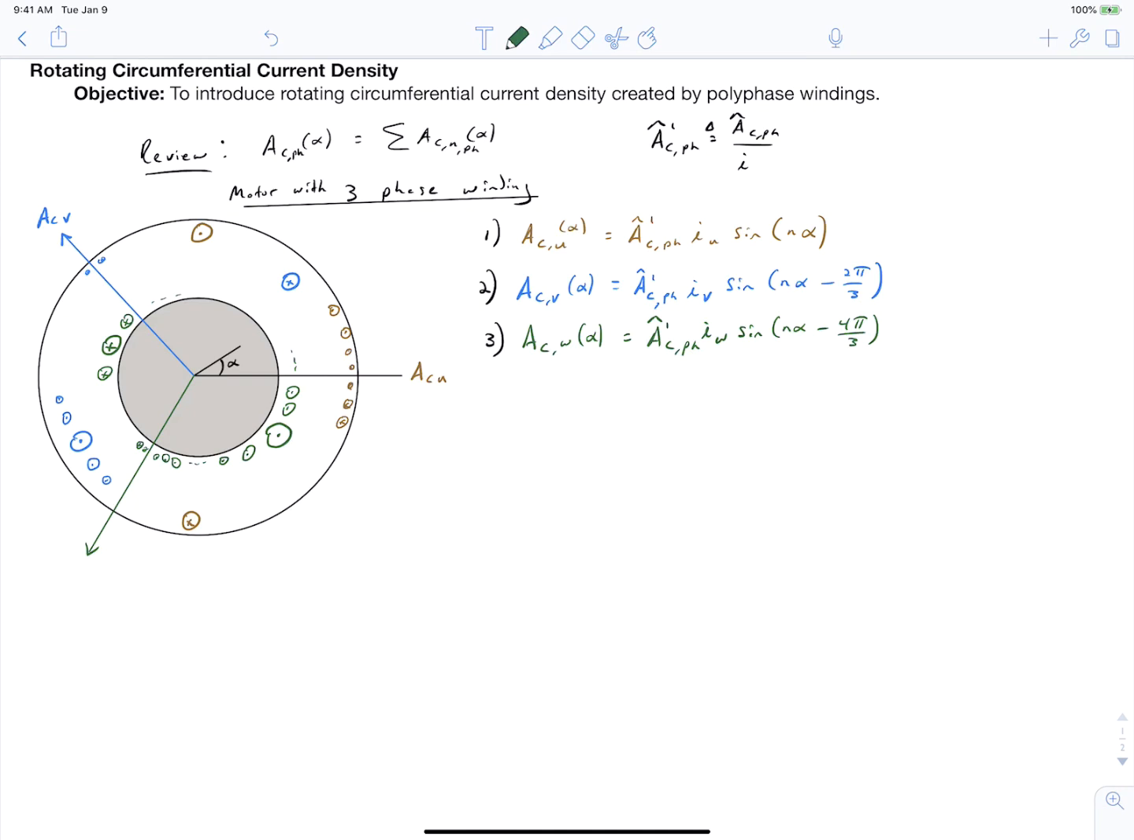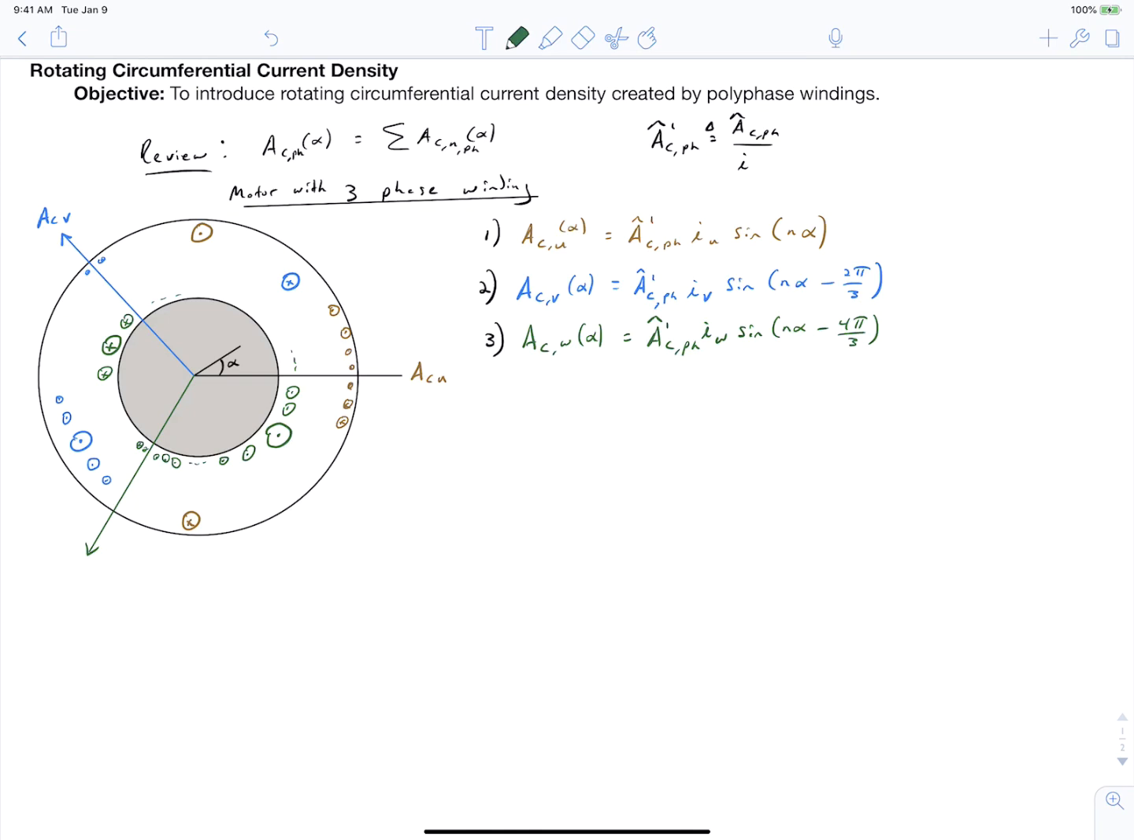And I've drawn the conductors to be different sizes to represent the relative magnitude of the current at that location. This should be familiar to you from a previous video where we were using the Maxwell stress tensor to make force calculations, and we had a linear current density on the bore of our stator. This is a similar case here. We're now indicating this as a circumferential current density on the inner bore of our stator.